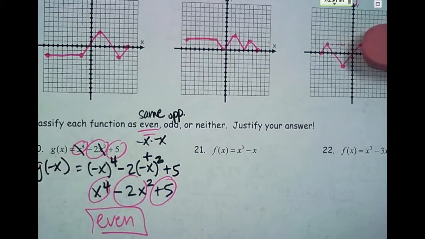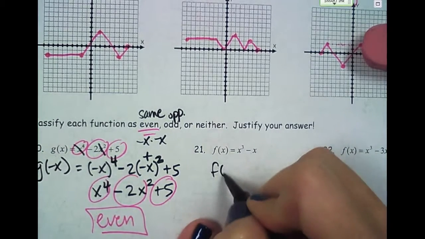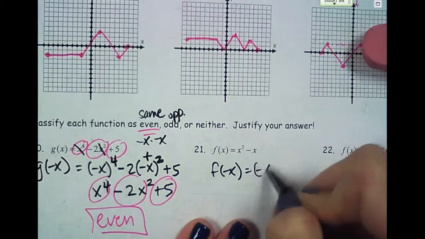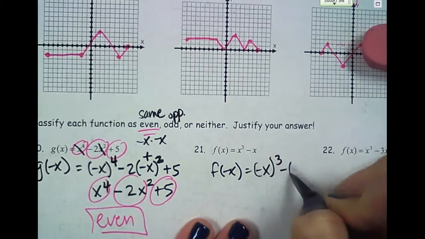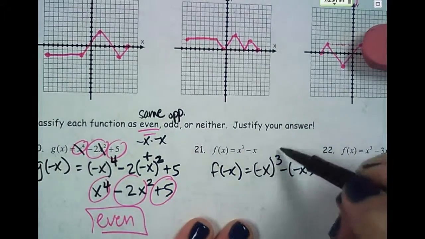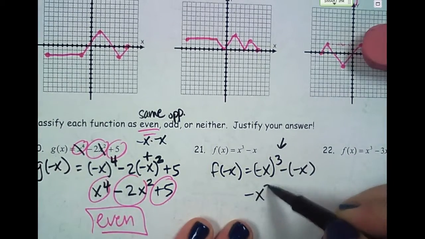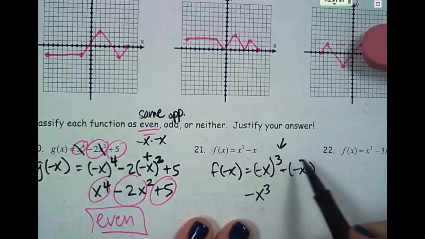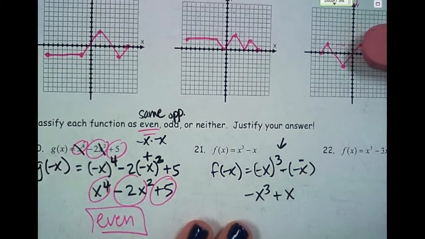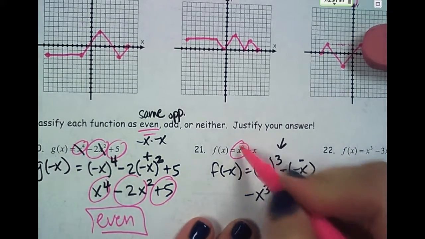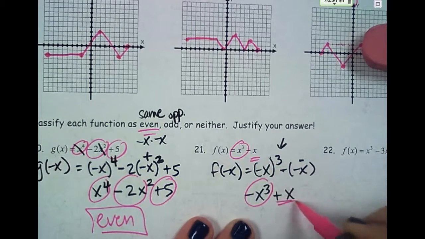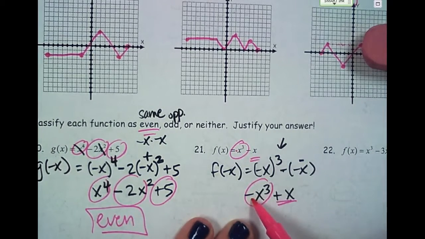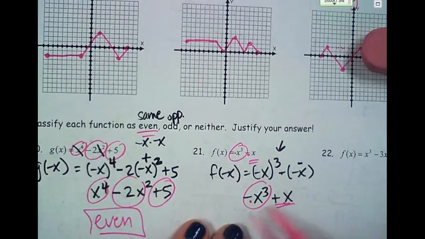Now for 21. Do the same thing. Plug in negative x. So you're going to have this. This is an odd exponent, so it stays negative. I've got 2 negatives here. Well, this is a negative x, so it's going to be negative. And negative make positive. Now compare. Opposite, opposite, right? This is a positive, it's now negative. This is a negative, it's now positive. So they're both opposite. When everything's opposite, it's considered odd.